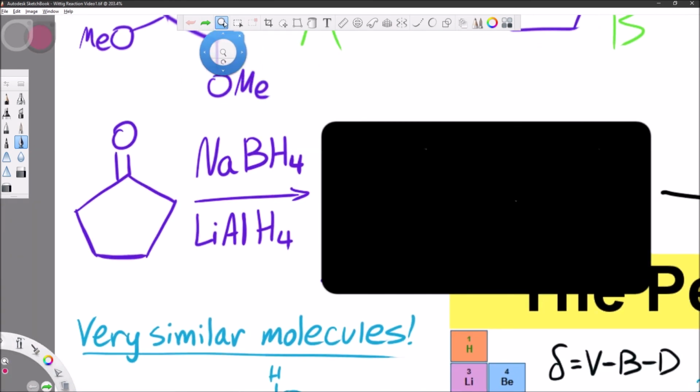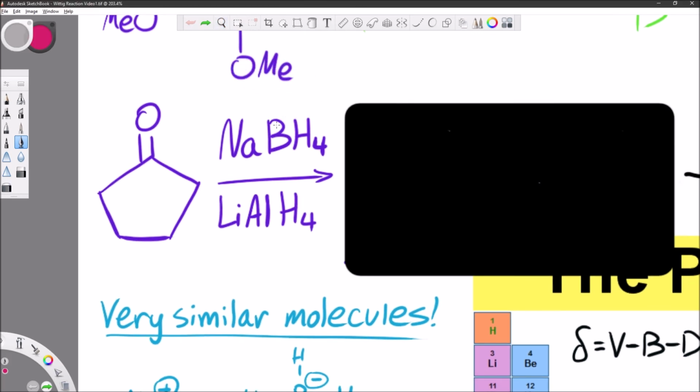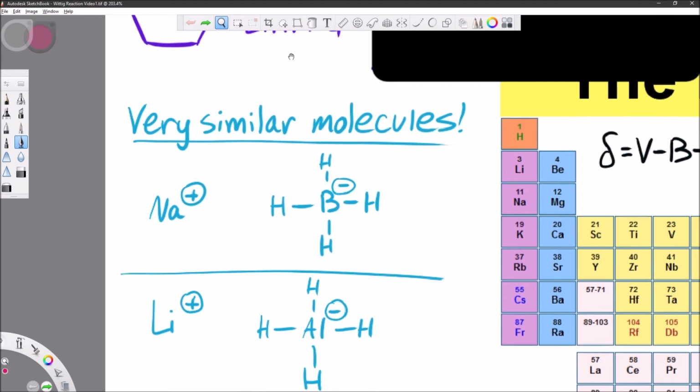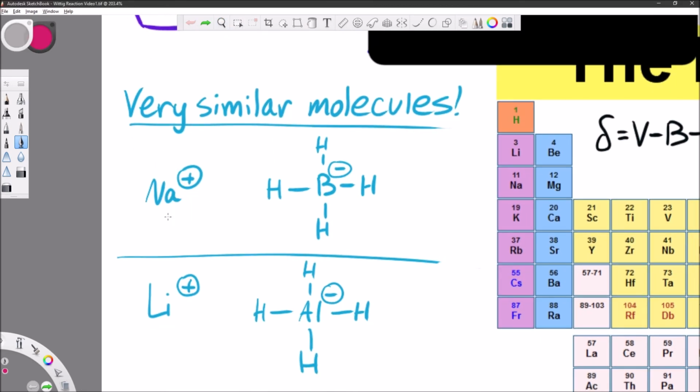is a reduction. The two reductions we could use are sodium borohydride or lithium aluminum hydride. Those two are very similar. As you can see, both of them have alkali metals, such as sodium or lithium, and they have a group 13 metal that is negatively charged.